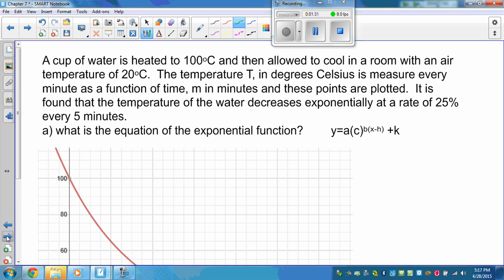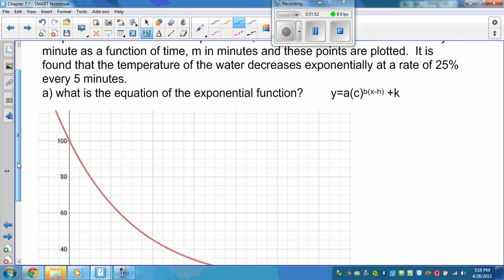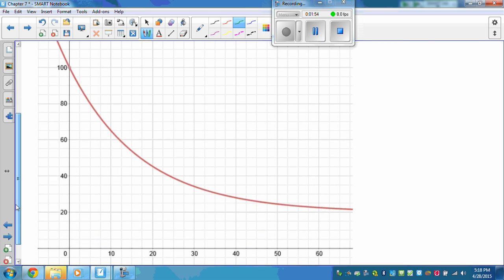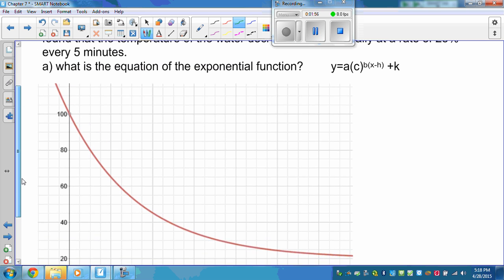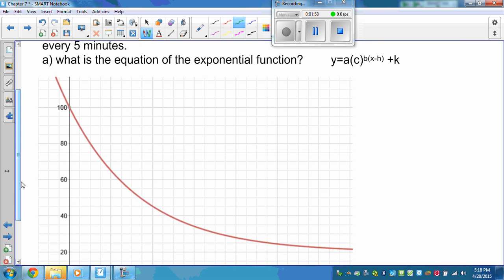A cup of water is heated at 100 degrees and then allowed to cool in a room with an air temperature of 20. The temperature in degrees is measured every minute as a function of time, m in minutes, and these points are plotted. It's found that the temperature of the water decreases exponentially at a rate of 25% every 5 minutes. So here we've plotted the data, we've been given this graph, and our task is to come up with the equation using this base right here.